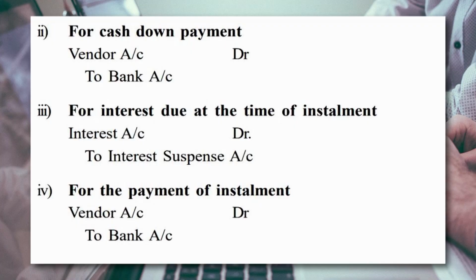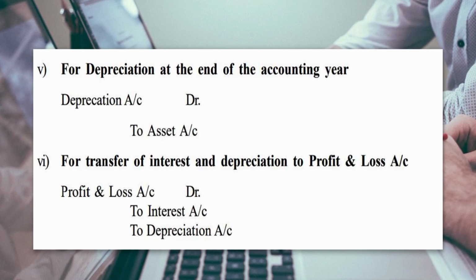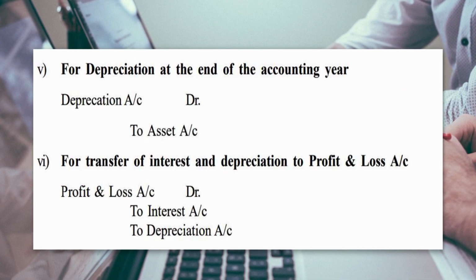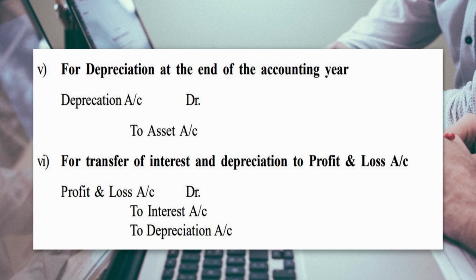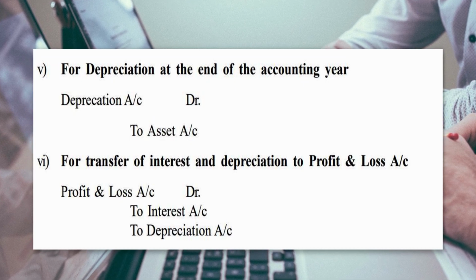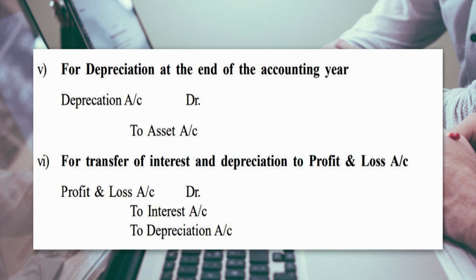Then the third one is for the payment of installment. So very simple, the same journal entry as we made in case of cash down payment: vendor account debit to bank will be made. Fifth one is for depreciation at the end of the year. So again friends, as I have told you, depreciation is an expense or loss for the business, for the buyer. So therefore the depreciation account will be debited, to asset.